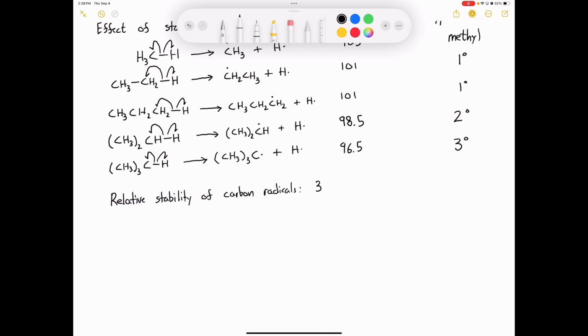All right, tertiary is the best. Secondary is in the middle. Primary and methyl are the worst. Okay, primary and methyl are kind of similar, but barely. Okay, so we'll just talk about why this is next time.